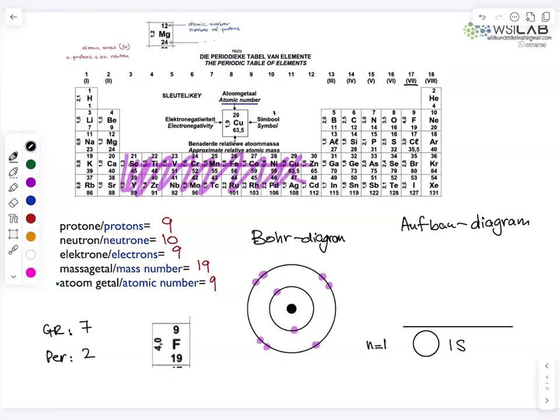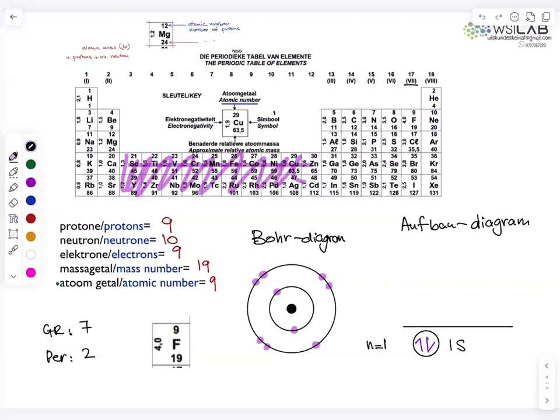Now, in that orbital, we have 2 electrons, 1, 2, and you have to draw them so that they spin opposite ways. So the one is a half arrow up, and the other one's a half arrow down. You can also draw this in a block. You don't have to have a circle there. You can also use a block, but I like a circle.